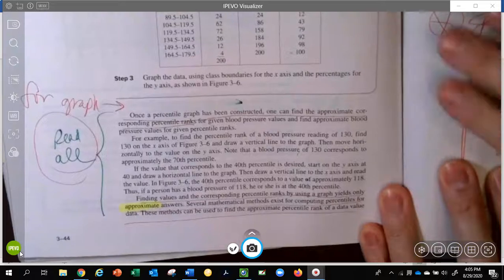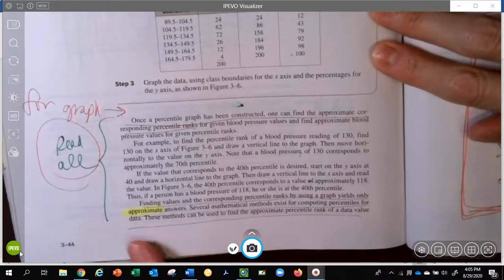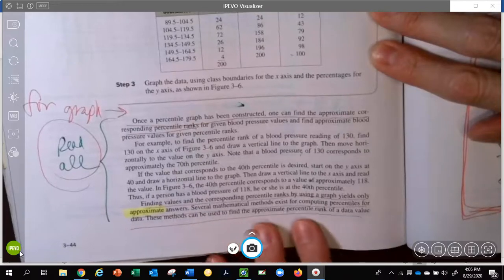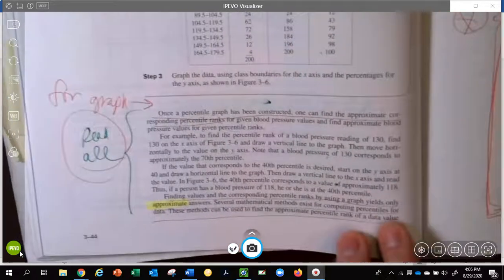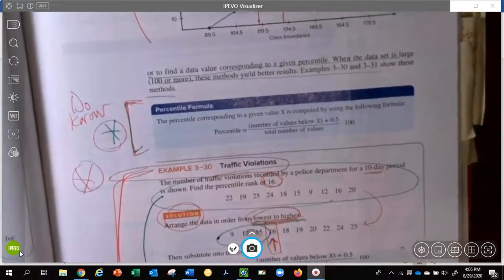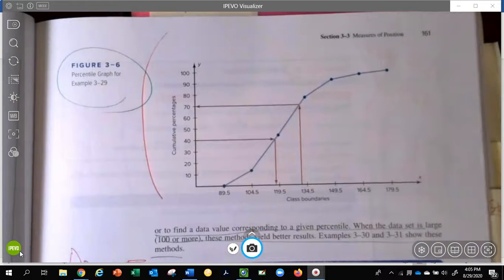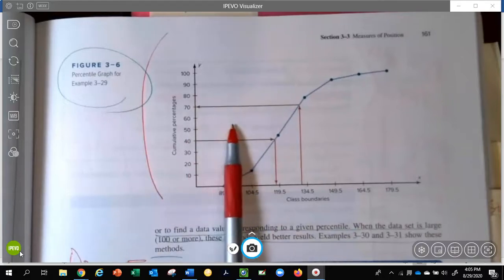X and Y axis. Several mathematical methods exist for computing percentiles for data. These methods can be used to find the approximate percentile rank of a data value, or to find a data value corresponding to a given percentile. When the data set is large, these methods yield better results, and then it shows some of the methods. But I want to look at the graph here.